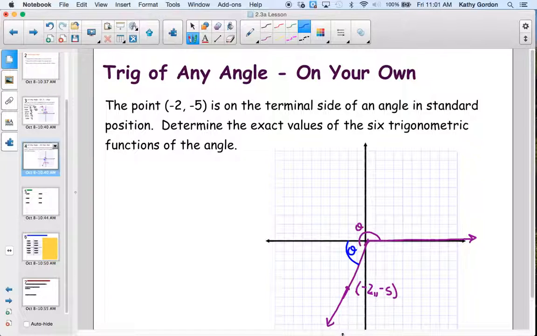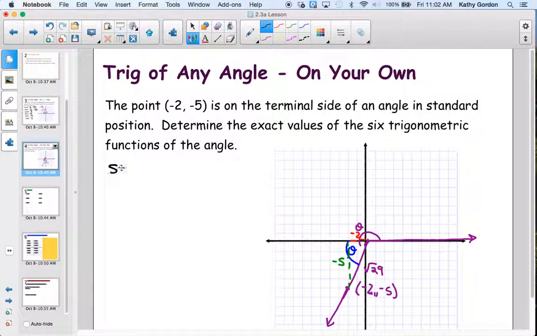Okay, so if that's the reference angle, then we're going to make the right triangle around that. So that should be one side. That's going to be the other side. What are we going to label this side of our right triangle? -2. And my green side? -5. And then what's my hypotenuse going to be? Square root of 29.